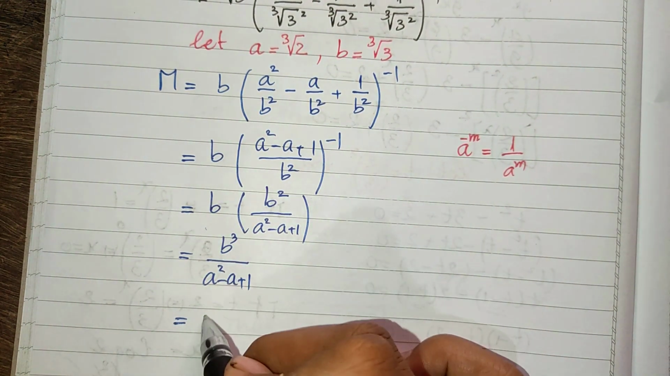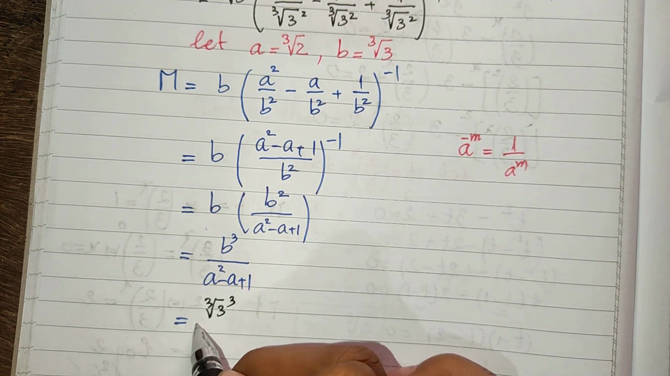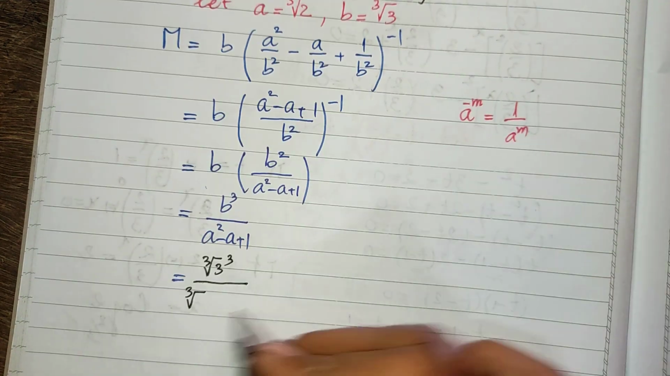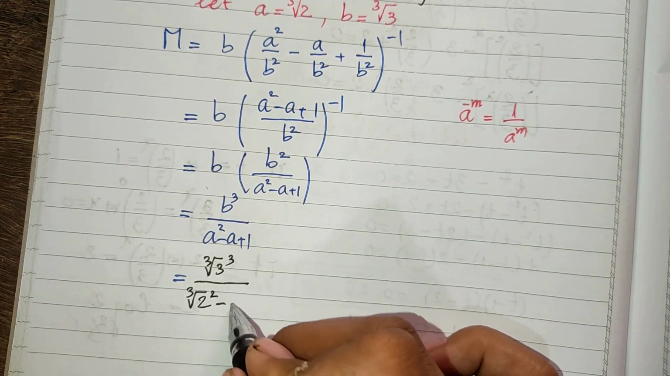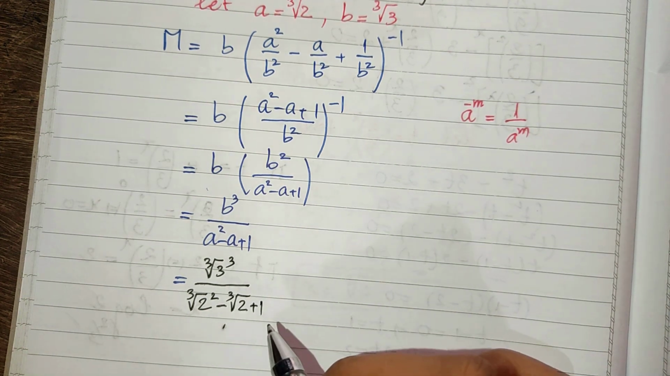Now we replace b and a in this equation, so we get m equals the cube root of 3 all to the power 3, divided by the cube root of 2 squared, minus the cube root of 2, plus 1.